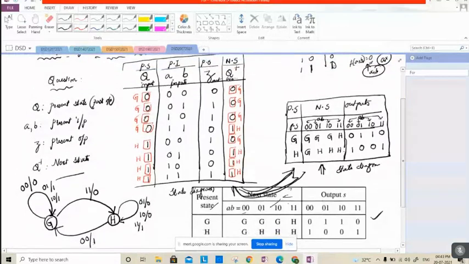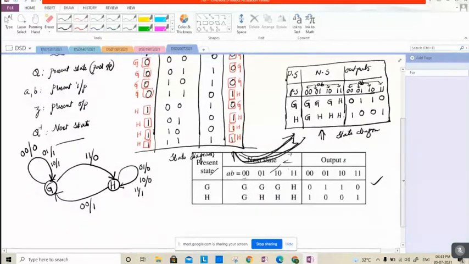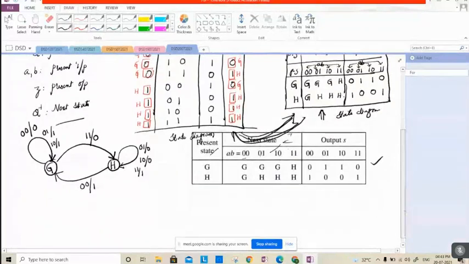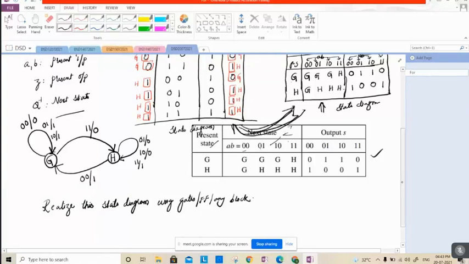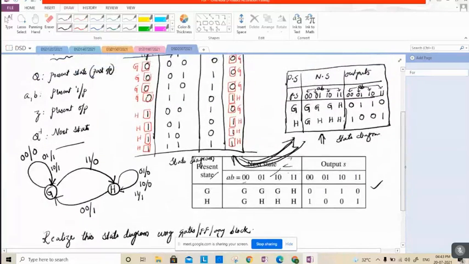Section 4, is it clear for you? Yes, sir. Okay. Now my next question is: realize this state diagram using gates or flip-flops or any other blocks.